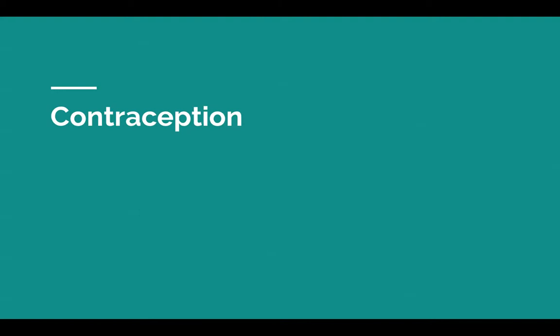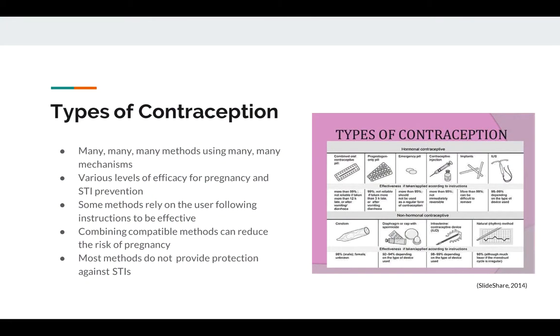So I want to just hit a couple key points on contraception. First thing is that there are a lot of types of contraception, and they vary as far as whether they're temporary, permanent, implanted, injected, oral, whether they're non-hormonal or hormonal, or if they provide a barrier against the sperm meeting the egg. Most methods will not provide any protection against sexually transmitted infection.